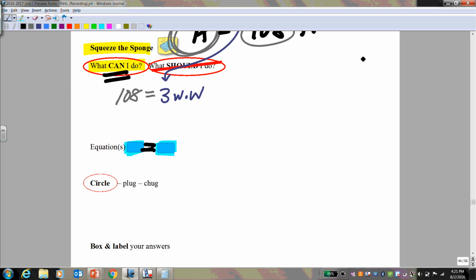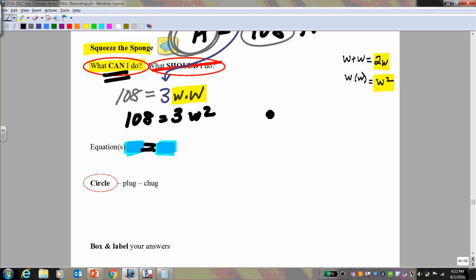Now in the margin, I'd like you to write this down because this is very confusing to some students. Write W plus W, W times W. W plus W means I have 2 W's. W times W is W squared. There is a difference between 2W and W squared. Please write that in the margin if you got stuck here. So right here, W times W, W squared. So I write 108 equals 3W squared.